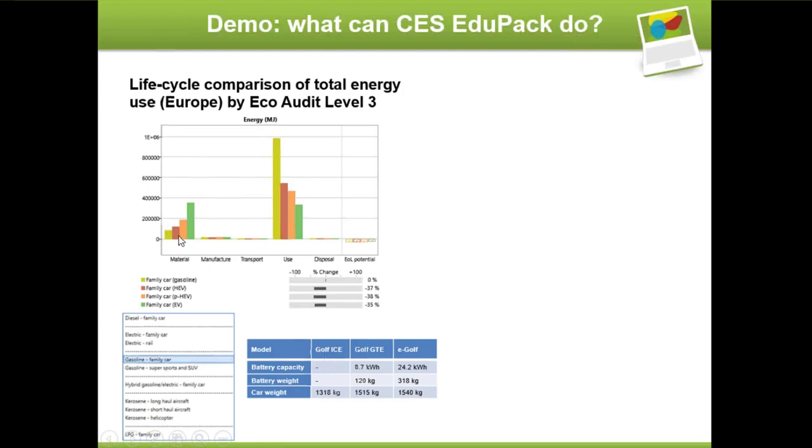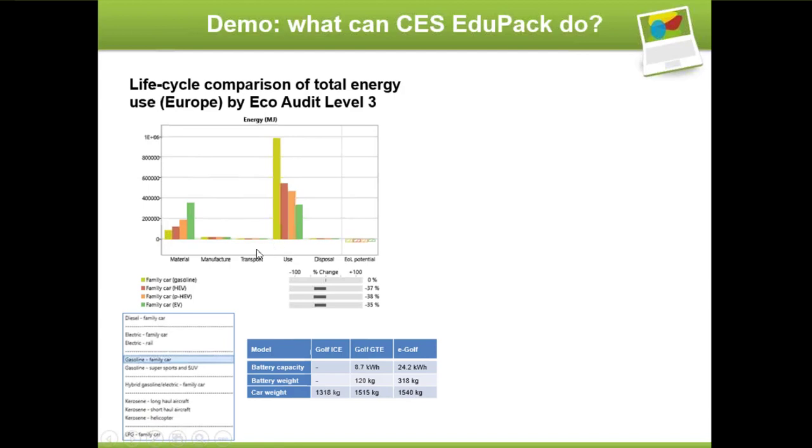Now, if you take that into account and you try to mimic the different types of cars, you will get this result. So the fully gasoline example reference car will have a low material consumption in production. Very little energy is spent on the manufacture of the car and the transport, but the main energy will come in the use phase. So we see here that this is the dominant component in the Eco Audit.